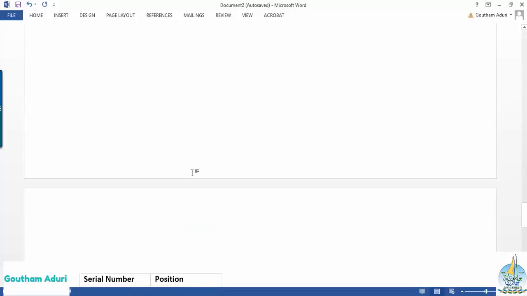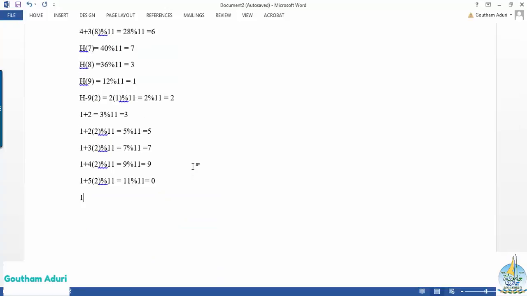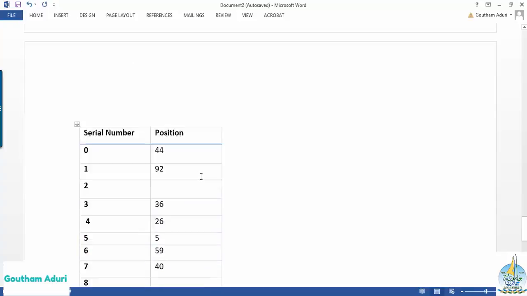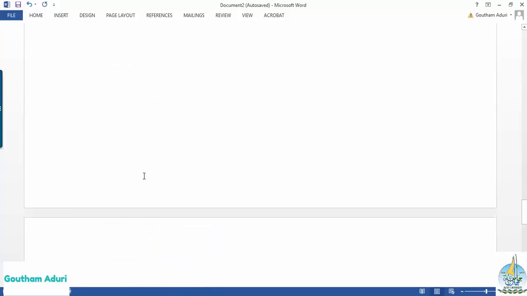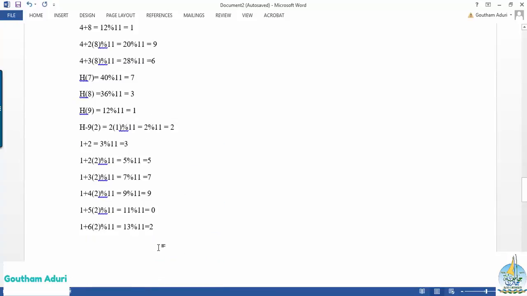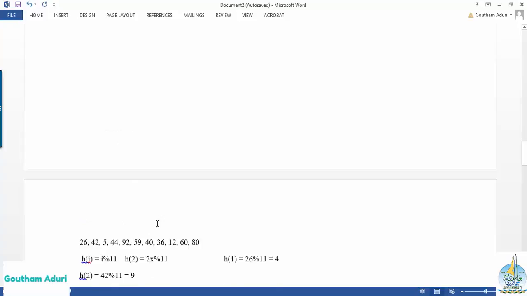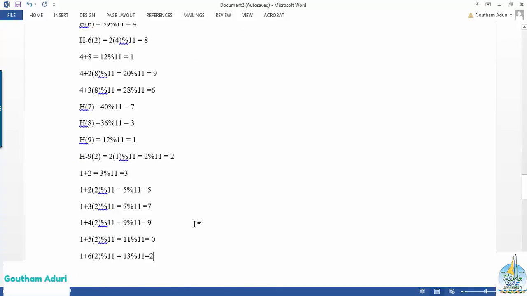Zero is also getting collision. Next, 1 plus 6 into 2 mod 11: it's 6 times 2 is 12, 12 plus 1 is 13, mod 11 gives 2. Is the second position also getting collision? I don't think so. So in the second position, the value we started off with, h of 9 which is 12, is going to come.